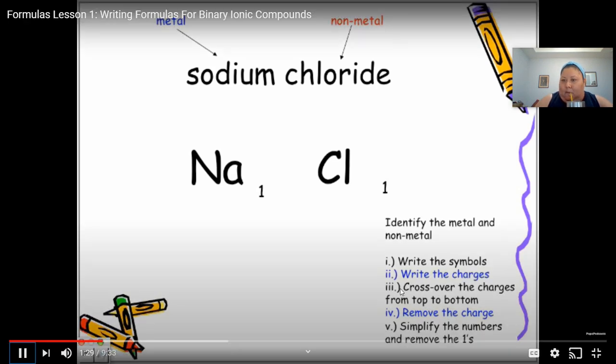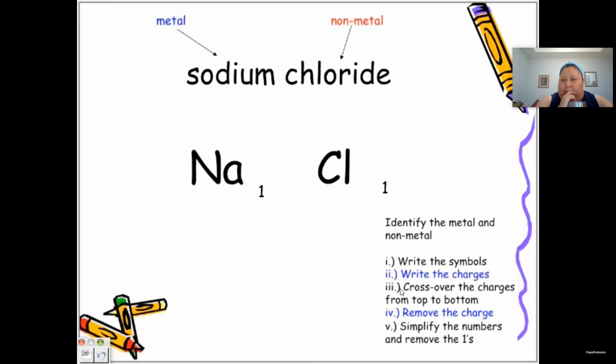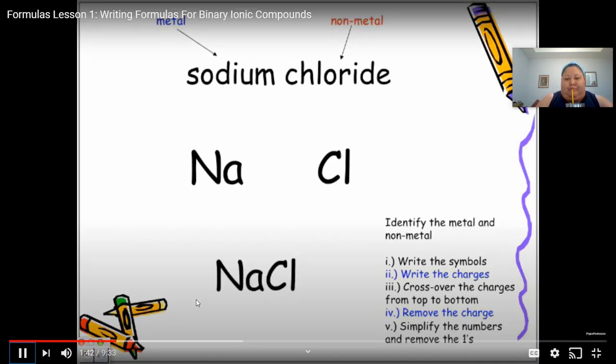So we do the last part of the 5-step crossover rule, and that is to simplify the numbers and to remove the ones. So we no longer need the ones. So what is the formula for sodium chloride? Well, we put it all together and it becomes NaCl.